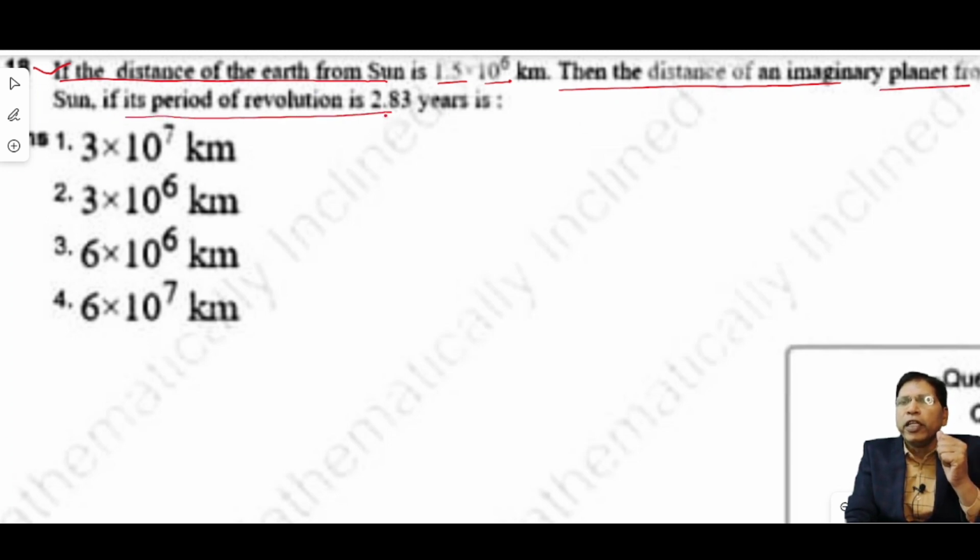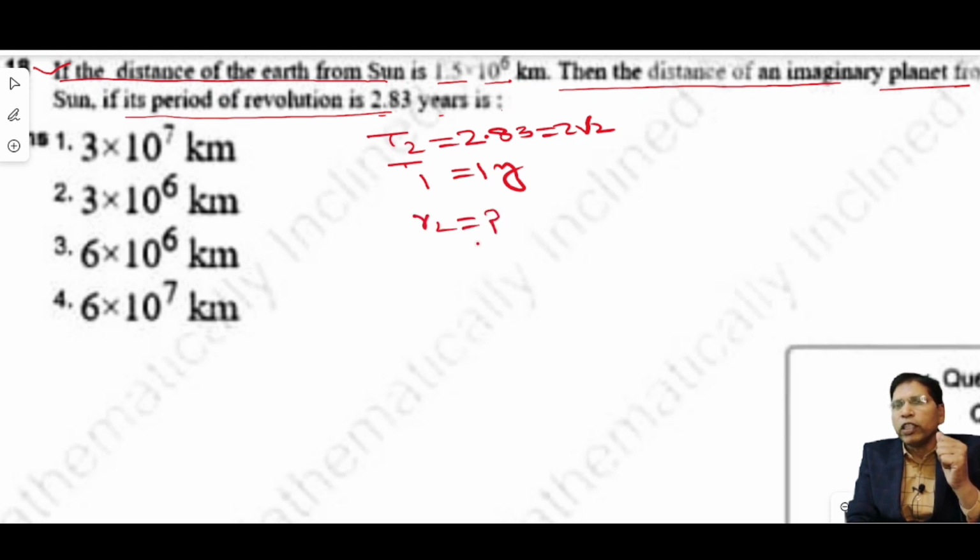Now question number 18. If the distance of the Earth from the Sun is 1.5 into 10 to the power 6 kilometer, then what is the distance of an imaginary planet from the Sun if its period of revolution is 2.83 years? Here T2 equals 2.83, which is equal to 2 root 2. T1 for Earth is 1 year. R2 is the unknown and R1 is given, which is 1.5 into 10 to the power 6 kilometer.